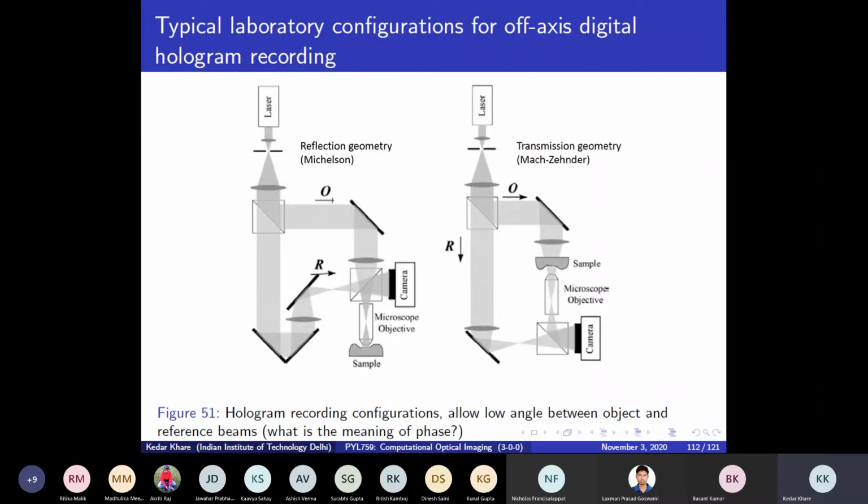Here in the drawing, it may appear that the angle between R and O beams is actually 0. But that is tweaked by slightly rotating this beam through this mirror, or slightly tuning the angle of this beam splitter. When people draw it, it might just seem like the angle is 0, but the angle is not 0. It is small.